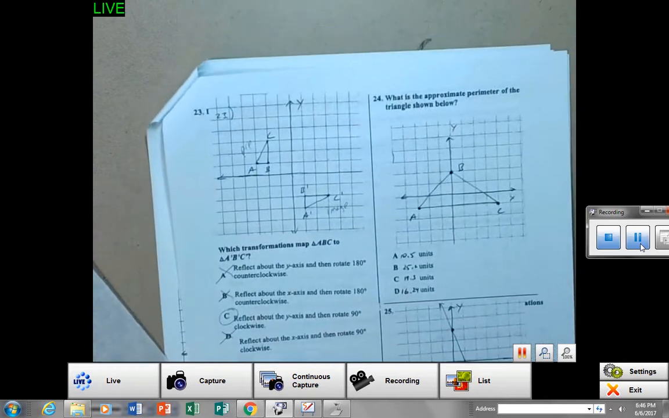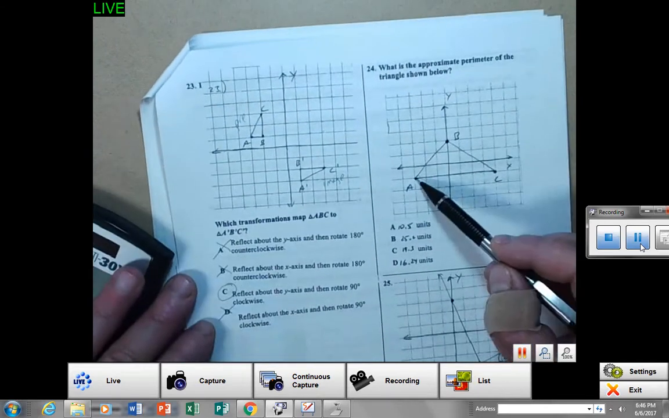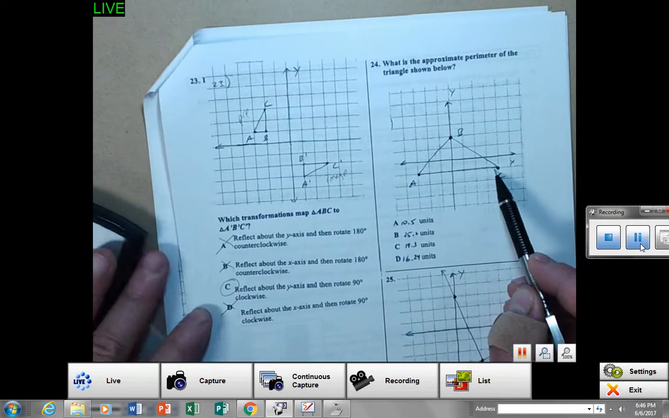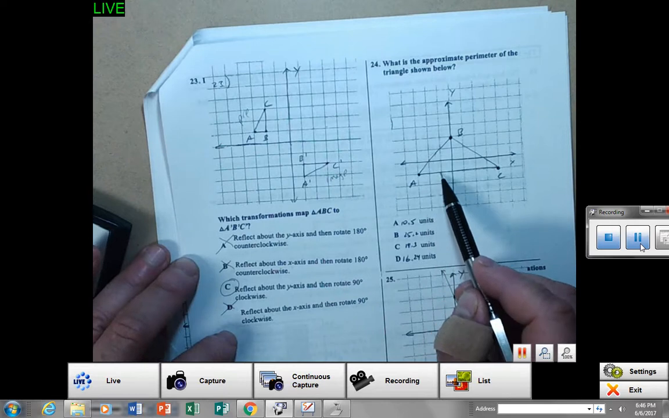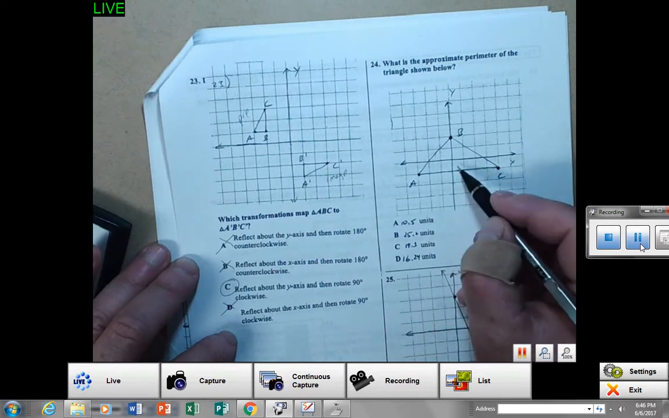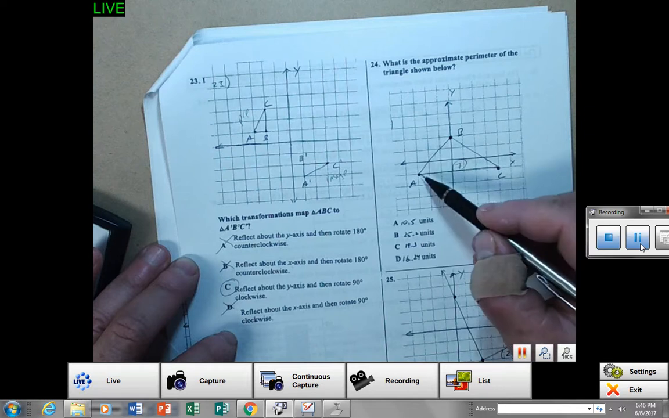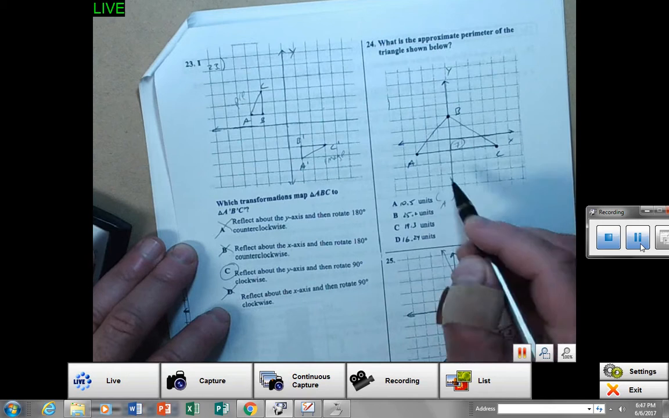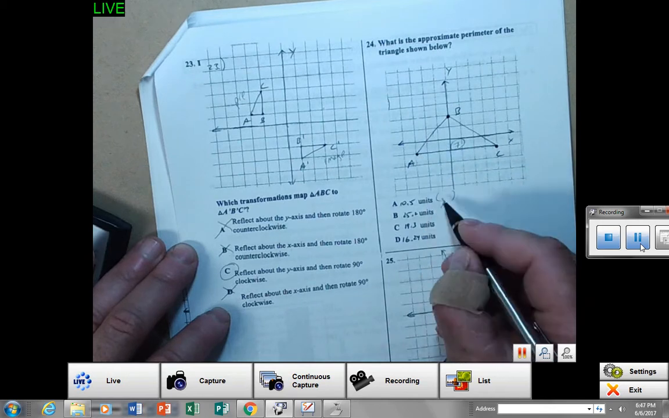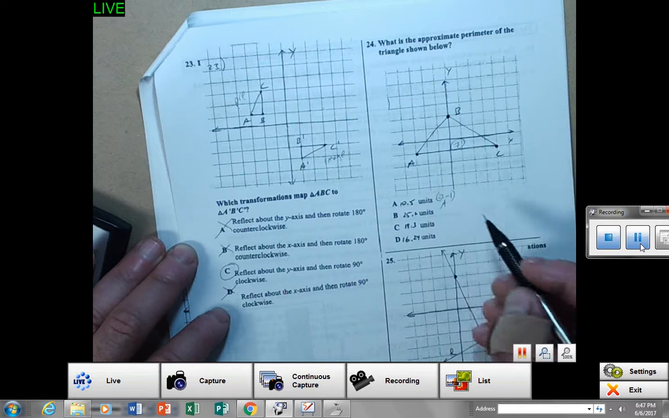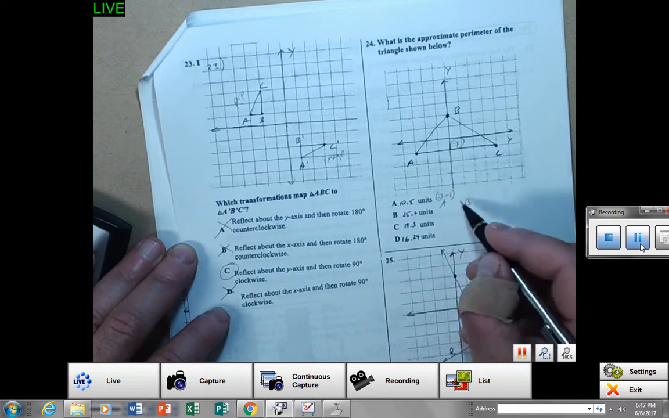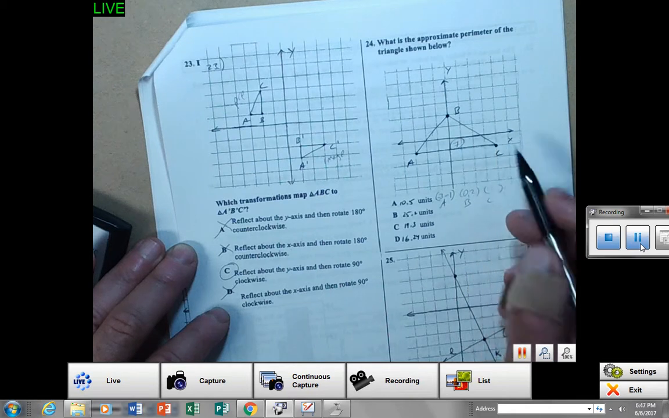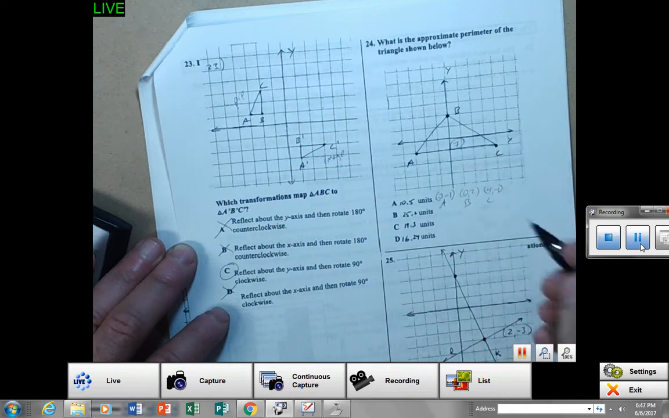For this one, I need to find the perimeter, which is the length all the way around. I have a flat section here, so I'm not going to use the distance formula. I'm just going to count. 1, 2, 3, 4, 5, 6, 7 boxes long right there. For these two sections, I will use the distance formula. So A is the point -3, -1. B is the point 0 for x, 2. C is the point 4, -1. So I need to find the length of AB.